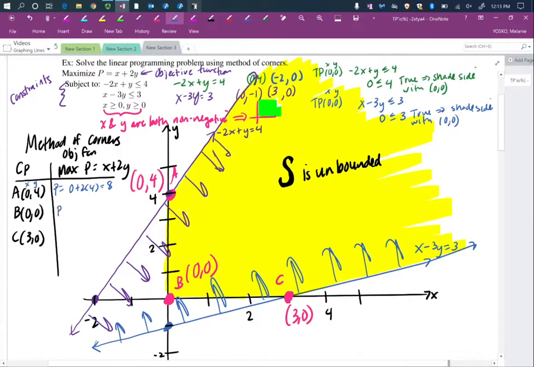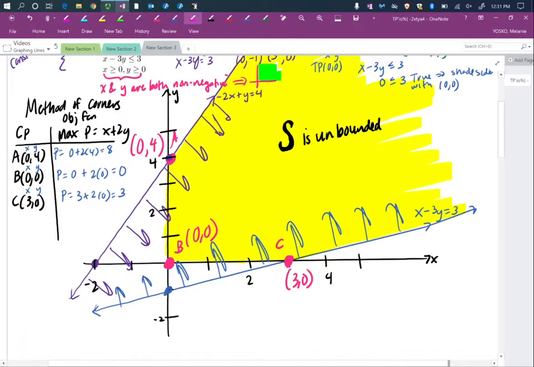Then P is again x plus 2y, but my values for x and y are different. Now x is 0 and y is also 0, so you get 0 there. A lot of students will say they can do that part in their head, but if you need to write it down, write it down. Then in the last case, x is 3 and y is 0, so P is 3 plus 2 times 0, which is 3. So we do the method of corners, and we get 8, 0, and 3.